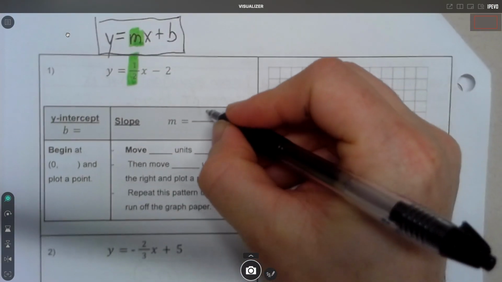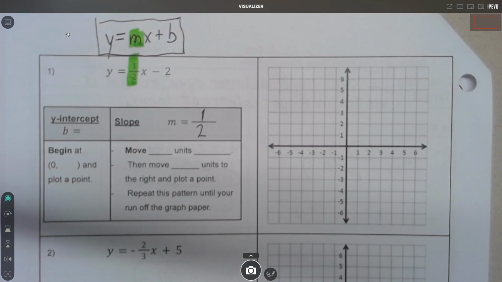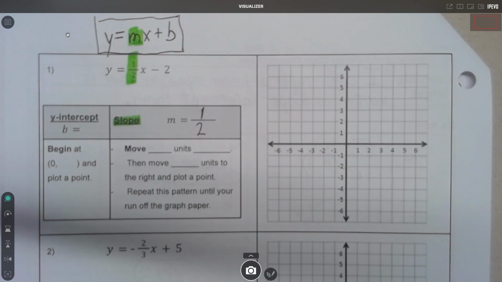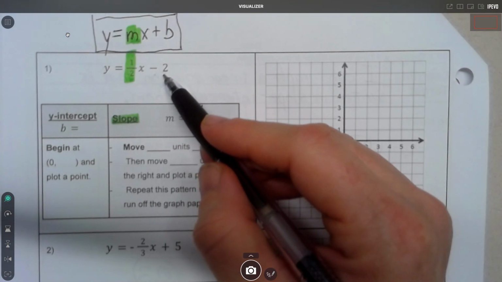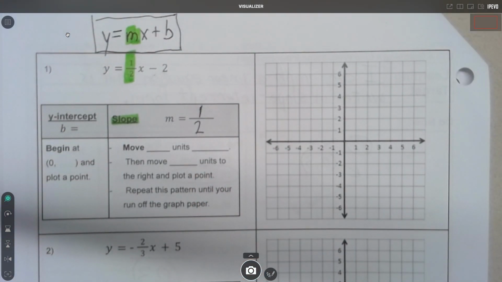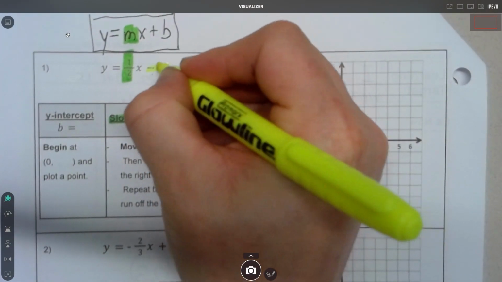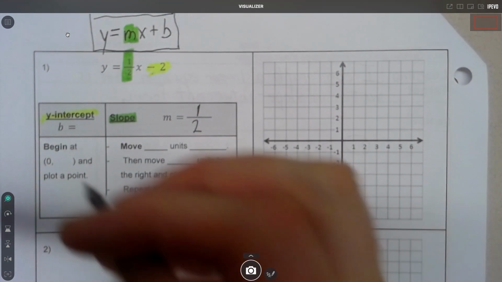So I'm going to write that here under where the slope is. That's the slope, 1/2. And the other number, this -2, does not have x attached to it. This number is the y-intercept. This is where I'm going to begin my graphing. So I'm just going to label this here, b equals -2.